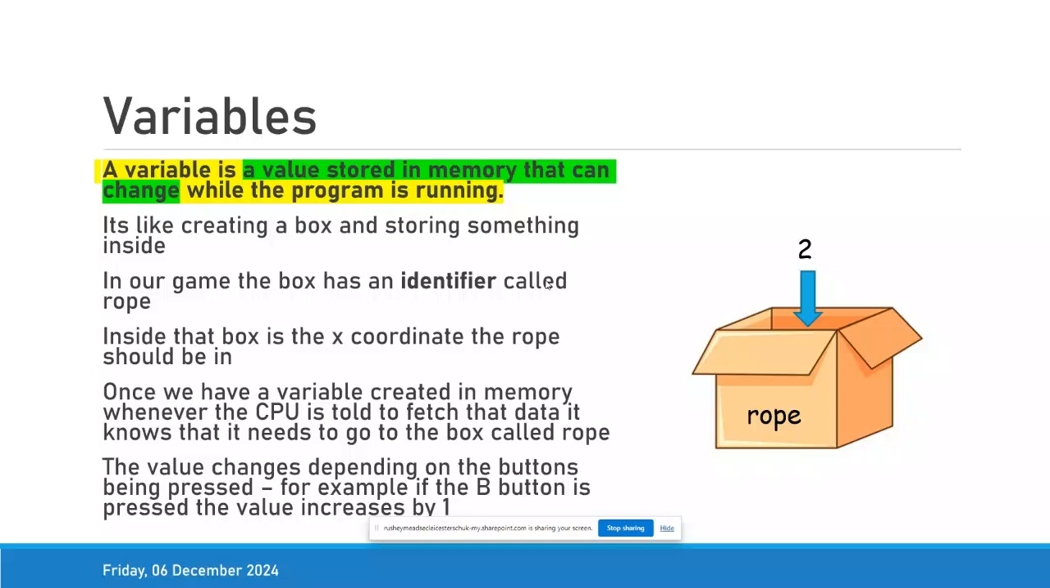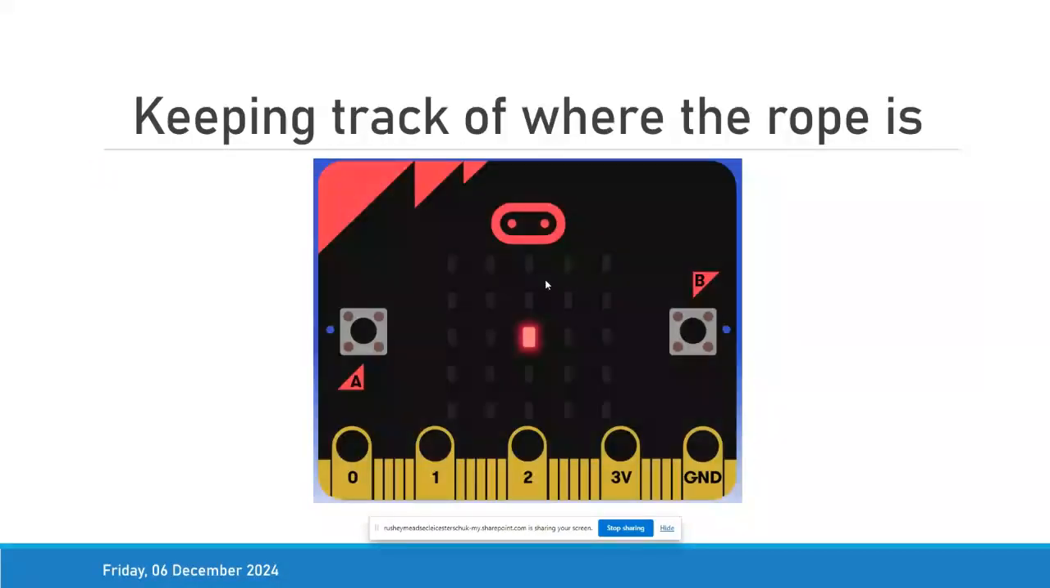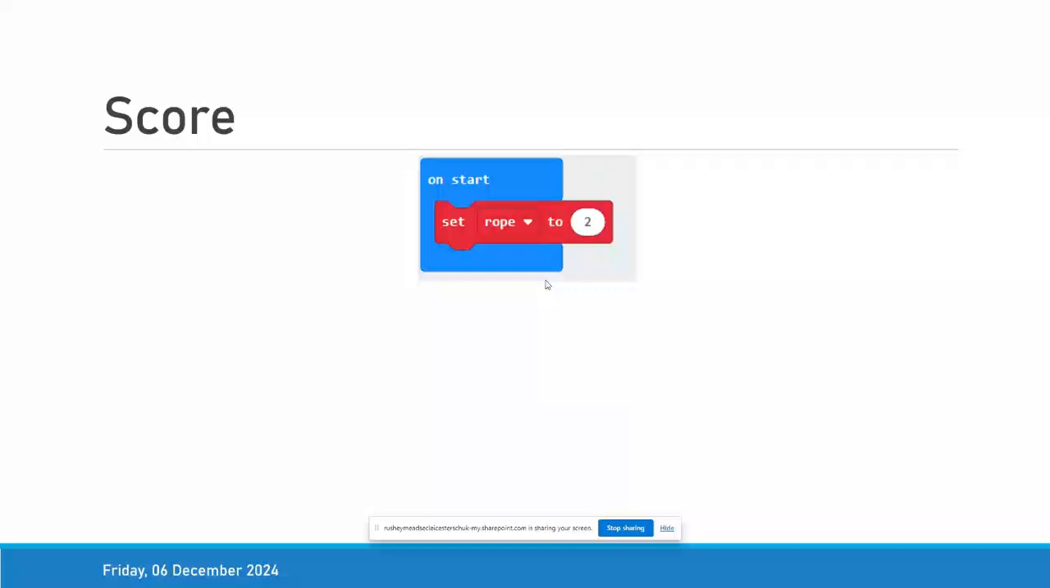For example, if the B button is pressed, then the value needs to increase by 1. So from 2 to 3. So now, when the microbit goes to that location in memory where rope is, and it picks out the x coordinate, it now picks out the number 3. Rope is our identifier, but the data inside of it is our value. So we need to keep track of where rope is.